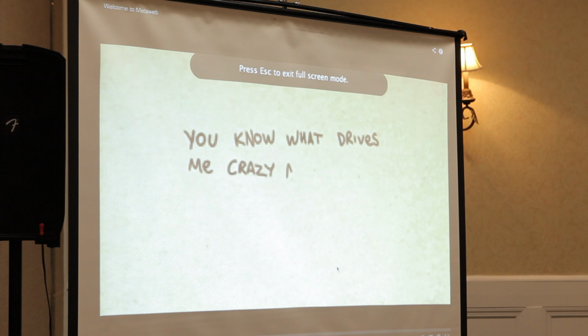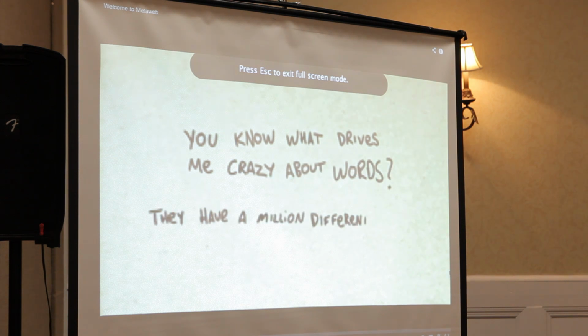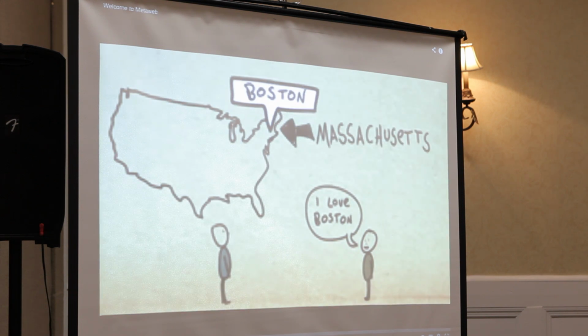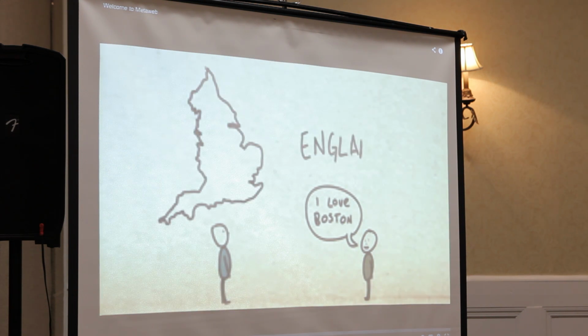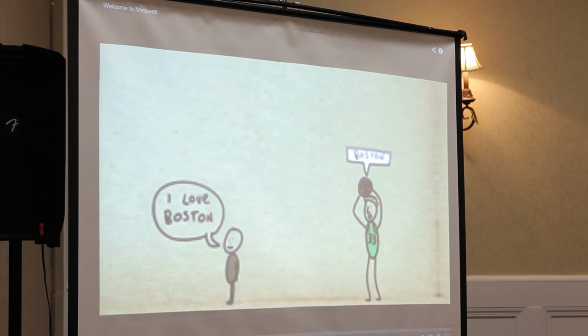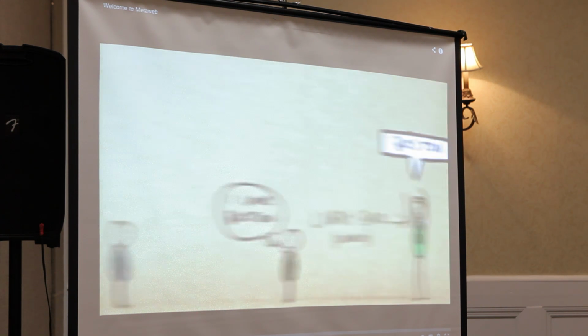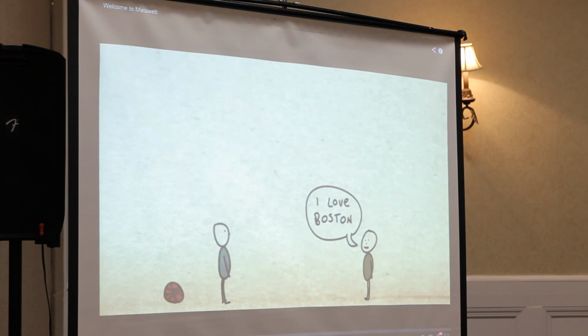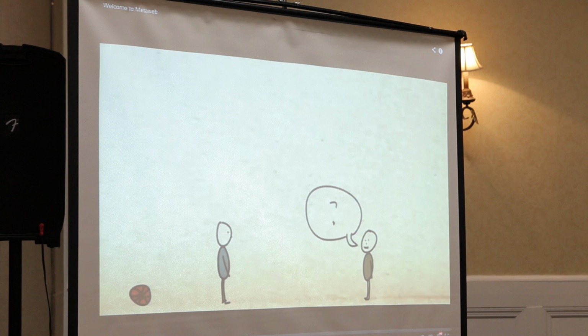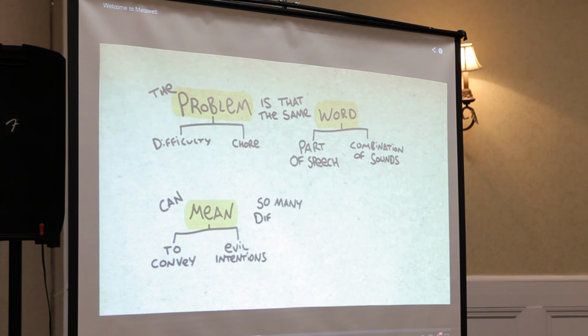You know what drives me crazy about words? They have a million different meanings. Like, check this out. Someone says, I love Boston. Now, they probably mean Boston, the big city in Massachusetts, but they could be referring to one of the 26 other Bostons that are scattered around the globe. But if it's during the playoffs, they're probably referring to the Celtics. Of course, you and I both hope they're talking about the Boston. You know. But I guess there's really no way of knowing. The problem is that the same word can mean so many different things.